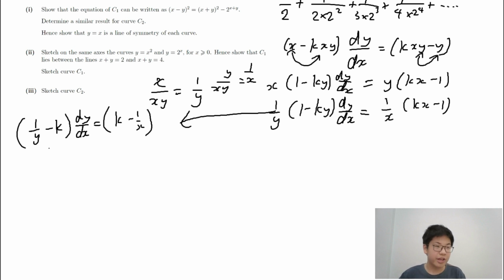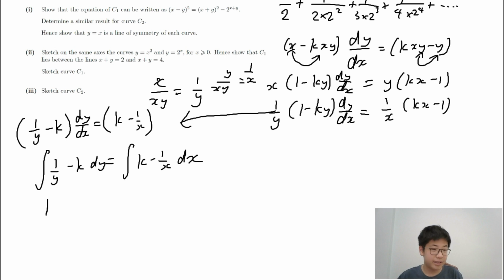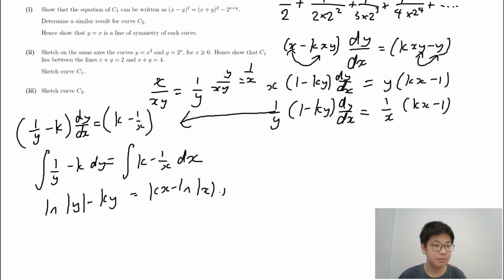Now, we are going to integrate both sides. The integral of (1 over y minus k) dy equals the integral of (k minus 1 over x) dx. And then, this is what we get. ln|y| minus ky equals kx minus ln|x| plus c. Well, this is what we have right now.